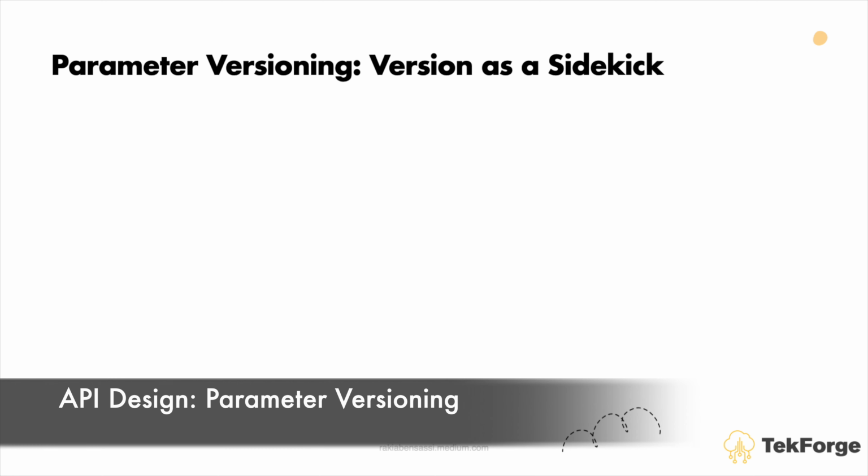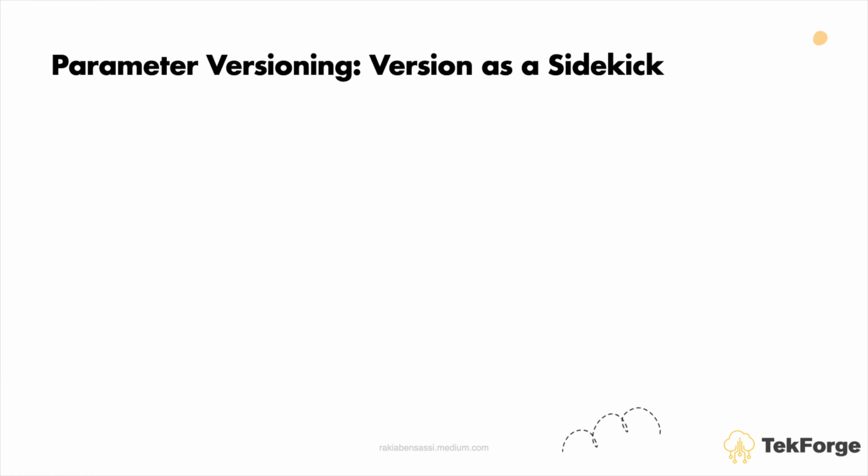Parameter versioning. The second approach is parameter versioning, or version as a sidekick. With this approach, the version travels as a query parameter in the API call, such as api.example.com/users?version=2. It's great for developers looking to toggle between versions on the fly because it offers flexible testing.